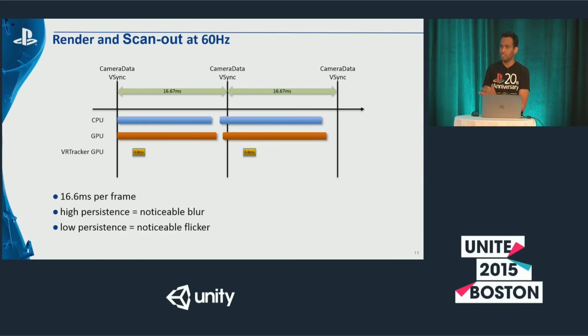In this configuration, screen persistence, which is basically the length of time the pixel is on screen, has a big effect on the user experience. For example, high persistence, in this case, can cause blurring or smearing on the screen, whereas low persistence, which is talking about less than 2 milliseconds, 2 to 3 milliseconds, could cause a noticeable flicker at low FPS. And by low FPS, I mean 60 frames per second. So basically, rendering and scanning out your game at 60 is just not an option.